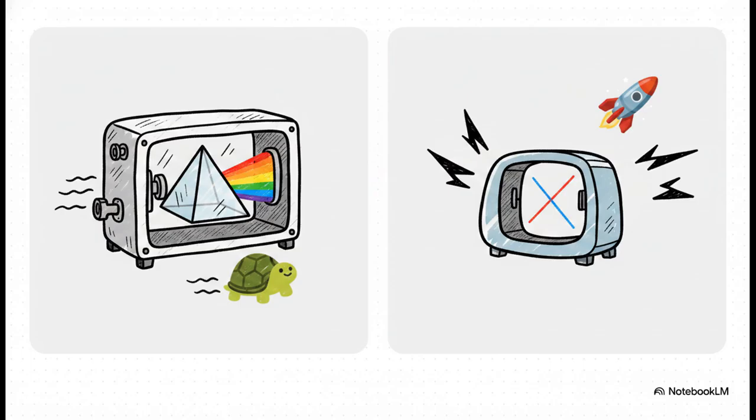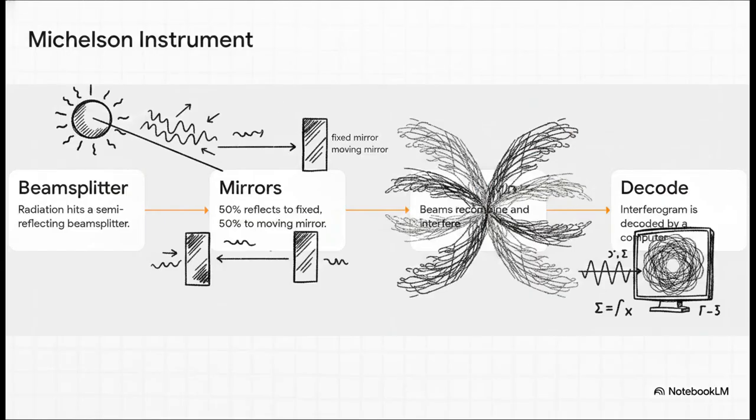But then came the absolute game changer, Fourier transform spectrometers, or FTIR. These modern machines are insanely fast and produce super high-quality data. And they do it by totally ditching those physical slits and using a brilliant piece of tech called an interferometer. Let's demystify how this actually works.